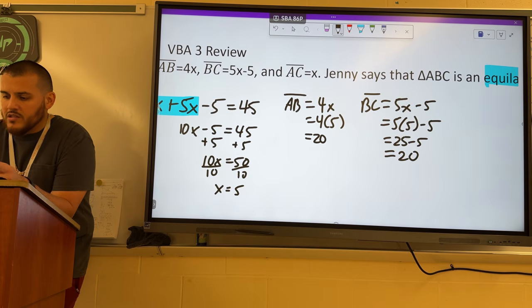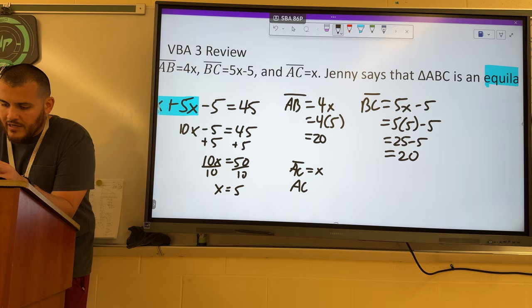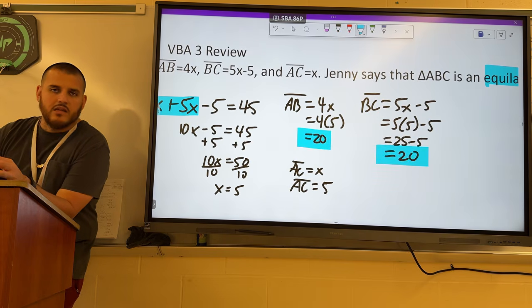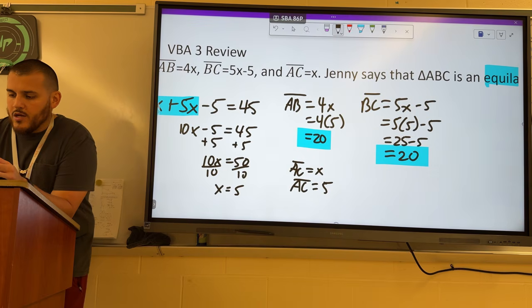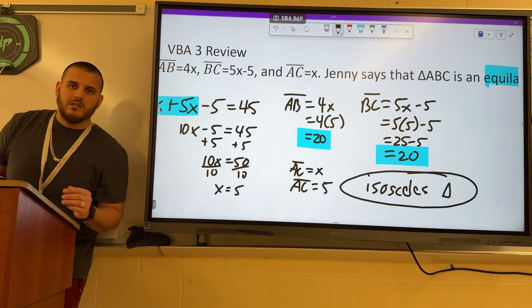So far Jenny's theory is still good. AC though is just x, and x is 5, so that means AC is only 5. So we only have 2 congruent sides. So Jenny was wrong calling it an equilateral, because in an equilateral, all the sides are congruent. Instead, we have an isosceles triangle here with 2 congruent sides.